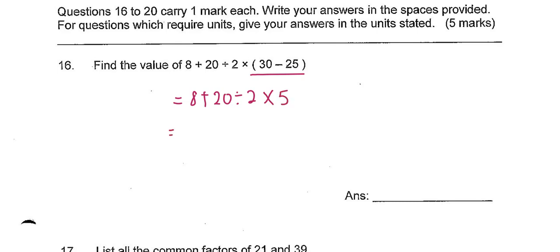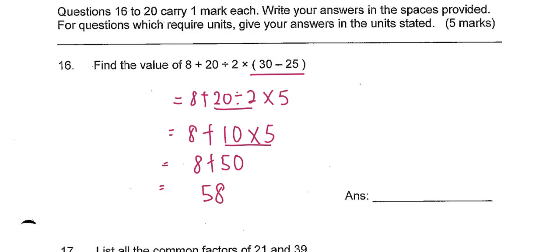Alright. Now the next operation that I would like to do is either divide or times. I will have to do divide first because it goes from left to right. So 8 plus 20 divided by 2 gives me 10 times 5. And after that, you have a plus, you have a multiplication. You will want to do the multiplication first. So 8 plus 50, and you are left with the last one. It gives you a total answer, 58.